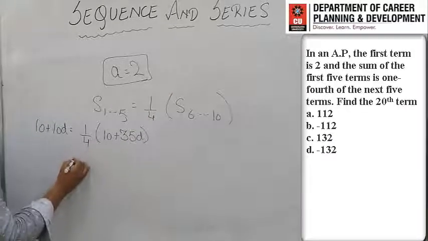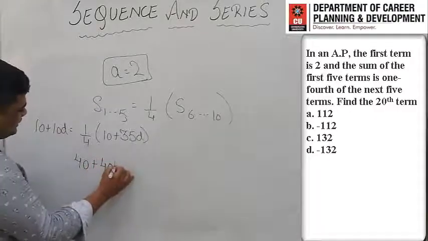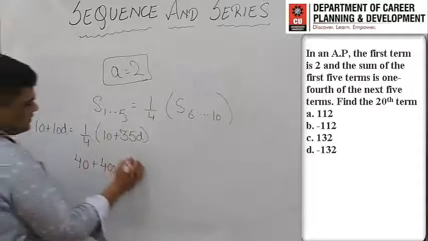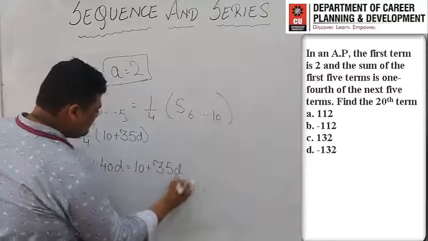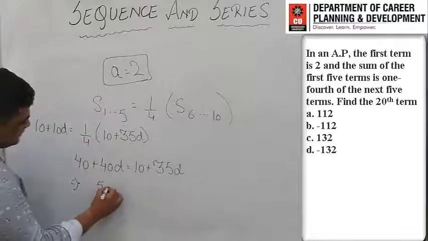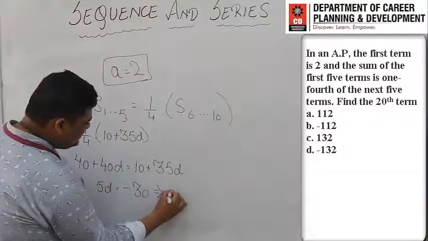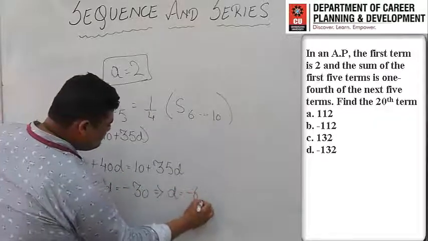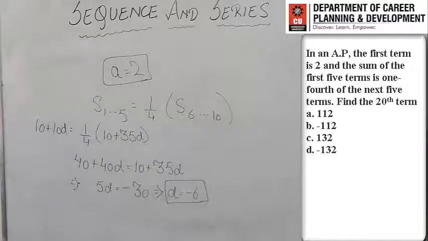By solving this, let us find the value of d. 40 plus 40d is equal to 10 plus 35d. If we solve this, 5d is equal to minus 30. So from here, the d value is coming out to be minus 6. So d is minus 6, a is 2.